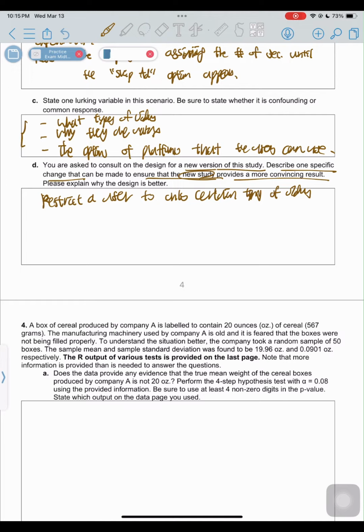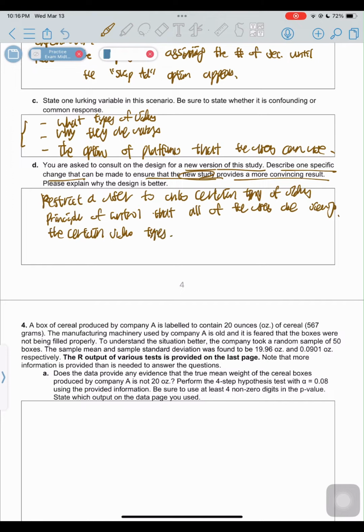And this will help with the principle of control, that all of the users are viewing the certain video types.